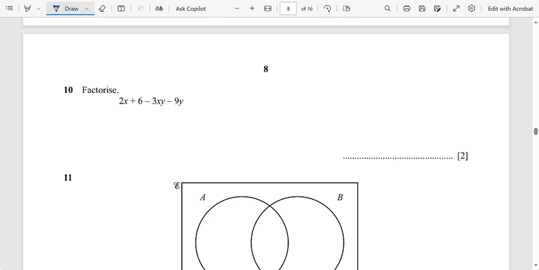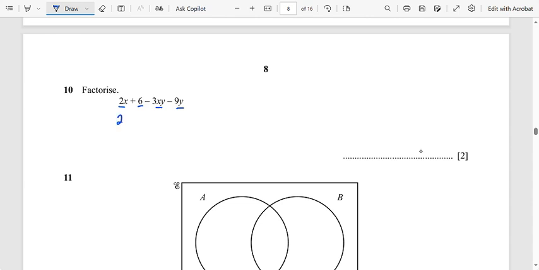Question number 10 is asking us to factorize completely 2x plus 6 minus 3xy minus 9y. I might have to regroup, since for the first part, when I factorize, I'm going to factor out a 2. So I'm going to get something with x and maybe 3 inside. When I factorize the second part, I'll end up with something with x and a constant as well. So there's no need for regrouping this one.